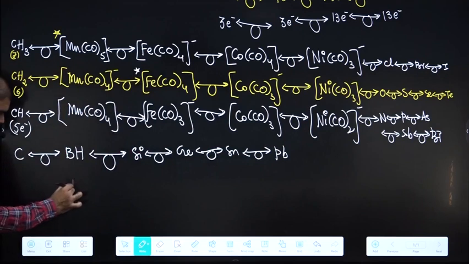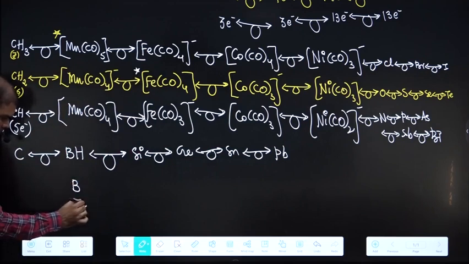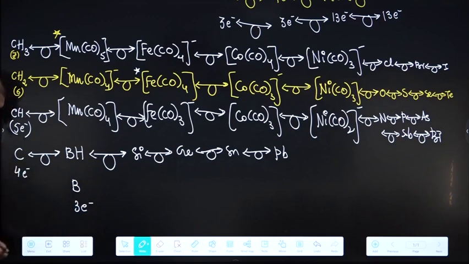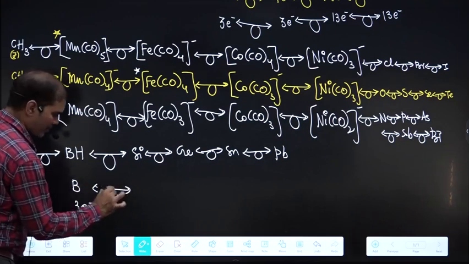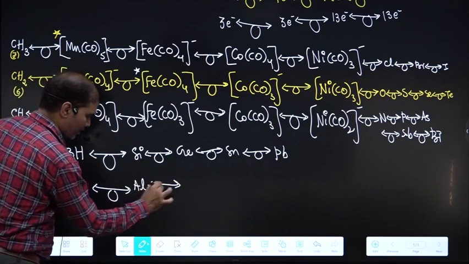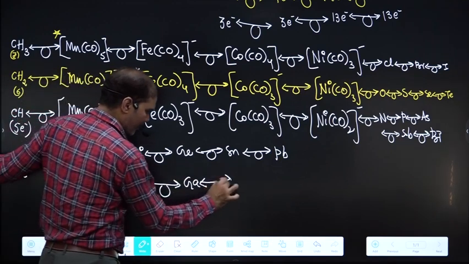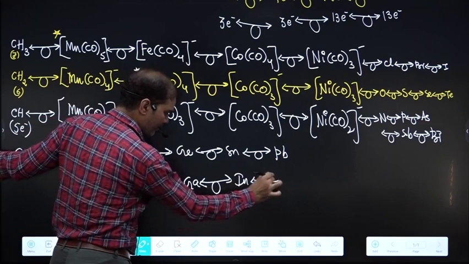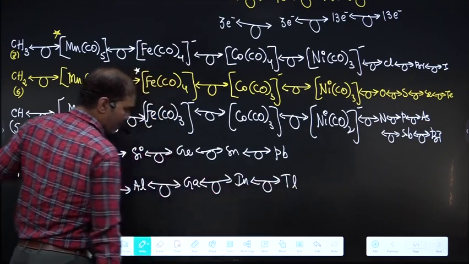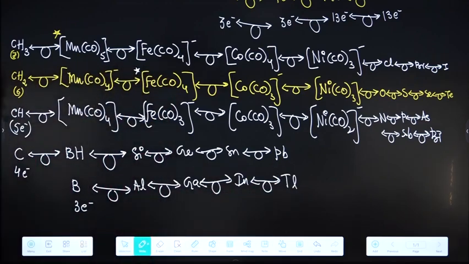Next I am taking directly boron, 3 electron system. This is a 4 electron system. Boron can be isolobal with aluminium, gallium, indium, thallium. All these units are considered to be isolobal.